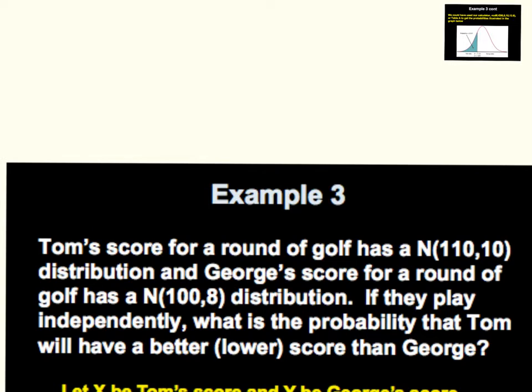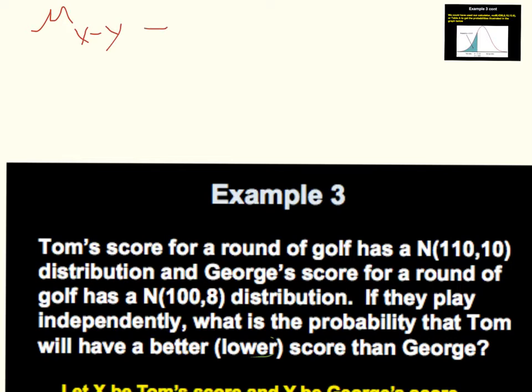And it goes on, if they play independently, what is the probability that Tom will have a better, lower score than George? So now what we're actually interested in is the difference in their scores. Because in order to determine if Tom has bested George, then his score, which is an average of 110, needs to be lower than the average of 100 that George puts up. This is now a difference that we're interested in. We're interested in that, mean of x minus y.